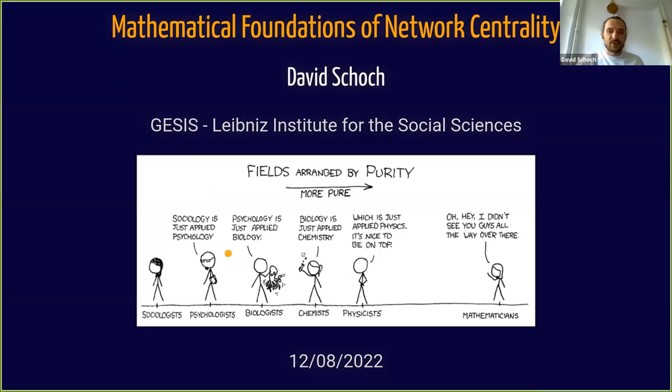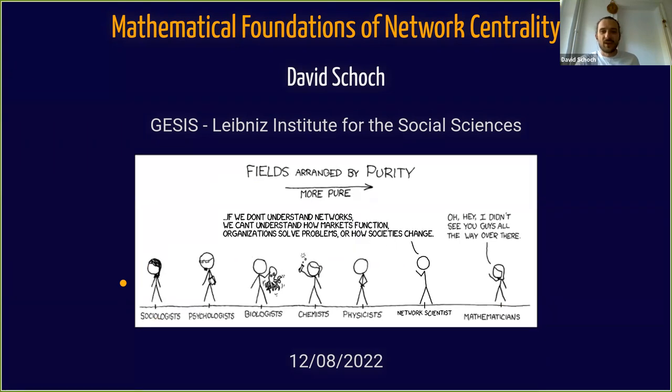We've already talked about this. This has always been my favorite. As a mathematician, this has always been one of my favorite comics from XKCD. People at the sociology department where I was before always got offended when I used it. But yes, this was during my PhD where it's like, okay, actually there's now another guy on this axis, and that's the network scientist.